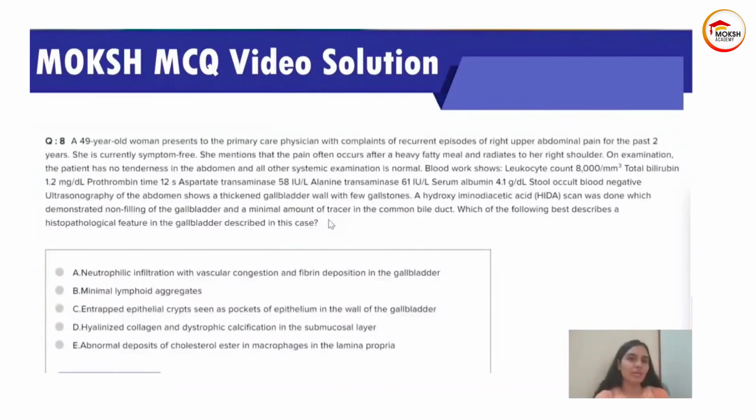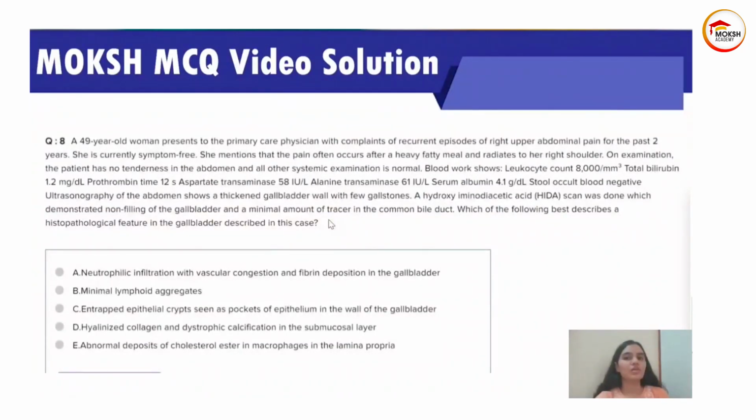A 49-year-old woman presents to the primary care physician with complaints of recurrent episodes of right upper quadrant abdominal pain for the past 2 years. She is currently symptom-free. She mentions that the pain often occurs after a heavy, fatty meal and radiates to her right shoulder. On examination, the patient has no tenderness in the abdomen and all other systemic examination is normal.